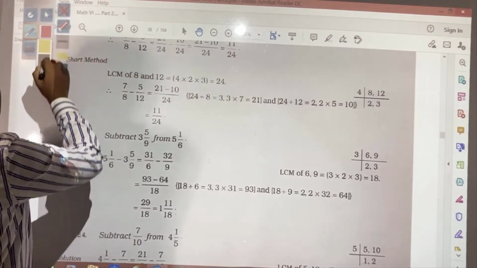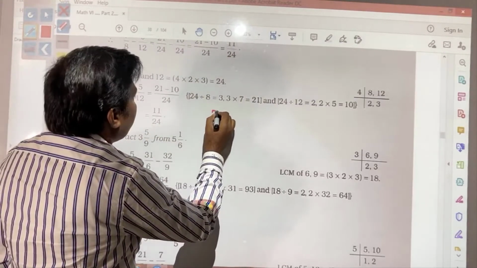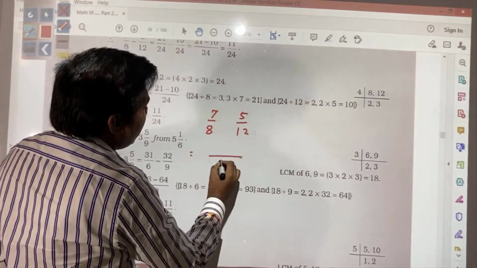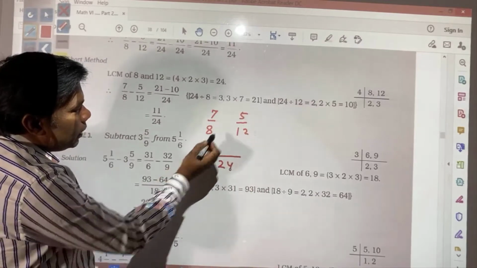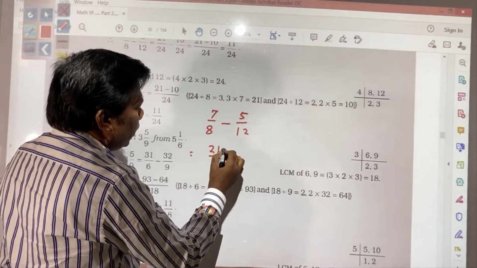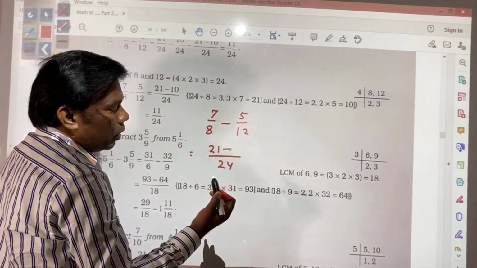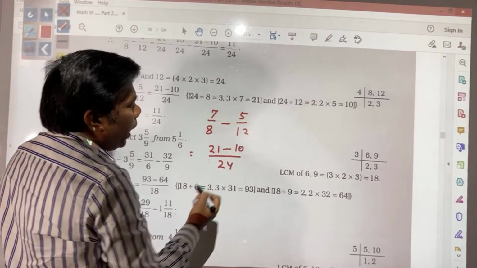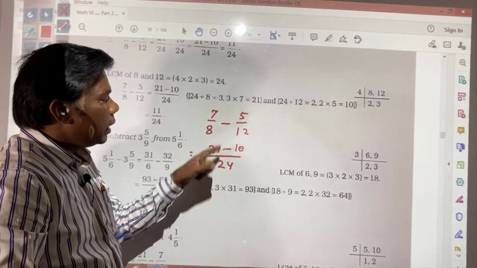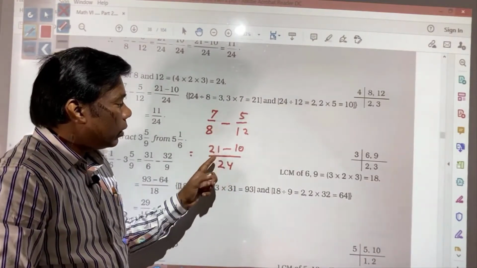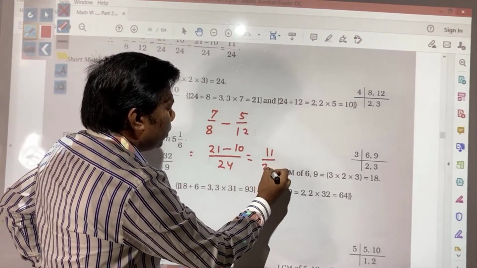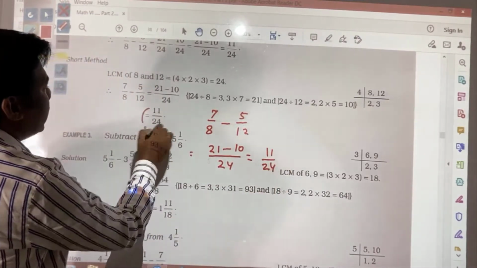Here you see, suppose we have 7 by 8 and 5 by 12. Your LCM is 24. Now, you divide: 8 threes are 24, 3 sevens are 21, minus 12 twos are 24 and 2 fives are 10. As we were doing in addition, we had a plus sign, so we were writing plus. Here you need to write minus. Now, what will we get? 11 by 24, and this will be your answer. In this way, this is needed to be done.